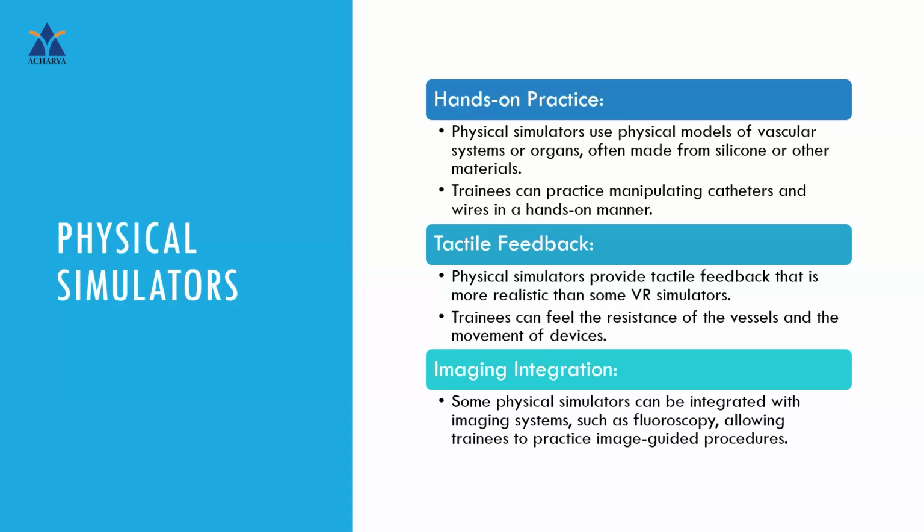You can practice how to manipulate catheters and guide wires in a hands-on manner. These physical simulators again provide a tactile feedback system, which gives a more realistic experience compared to some of the VR simulators. You can feel the resistance of the vessel while you're trying to move the devices. And you can integrate these physical simulators with imaging systems such as fluoroscopy, allowing trainees to practice image guided procedures. So you have your model as well as your fluoroscopy system so that you can see how the catheter or the guide wire is moving through the anatomy with the help of images.